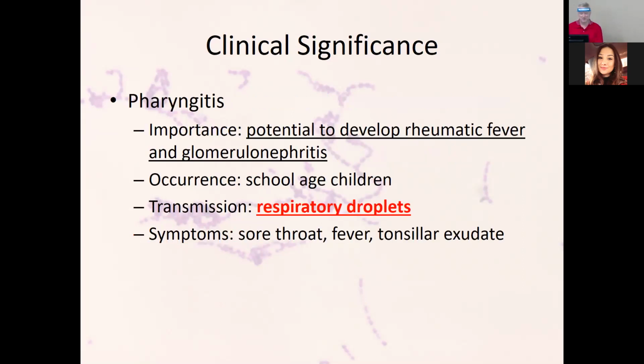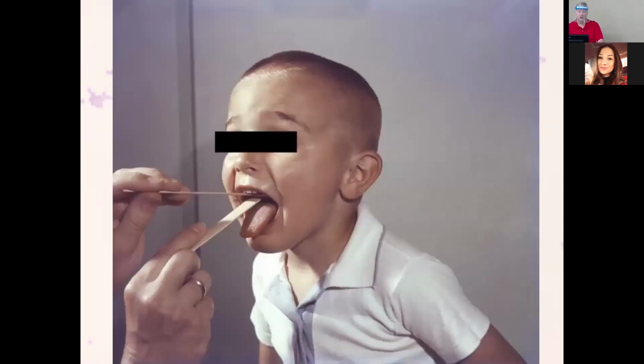Pharyngitis is definitely sore throat. It can turn into rheumatic fever and kidney infection if it goes unchecked. We see a lot of strep in school-age children, and it's transmitted by respiratory droplets. Sore throat, fever, and tonsillar exudate is definitely what we have. That's why if you show up with a sore throat, you get a strep screen, especially if you're smaller and younger.